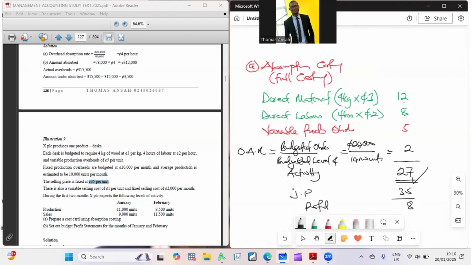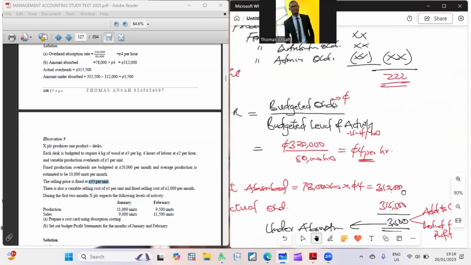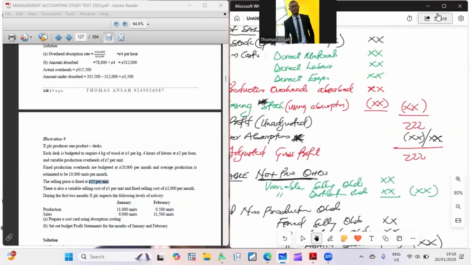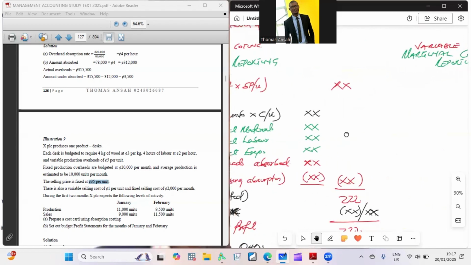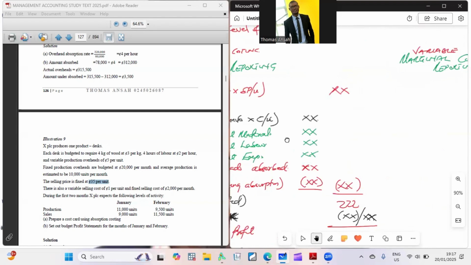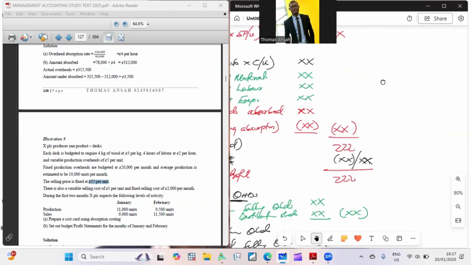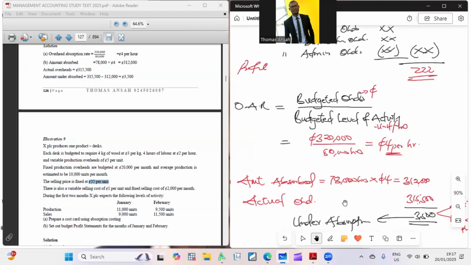All right. Now, B says that we should set out a budget profit statement for the months of January and February. So we are going to set it up. How do we do a profit statement? The template we had here, we can actually use this template. What are the sales? We said that you will need the sales units multiplied by the selling price. So how much would that one be? Let's go and do it downstairs.